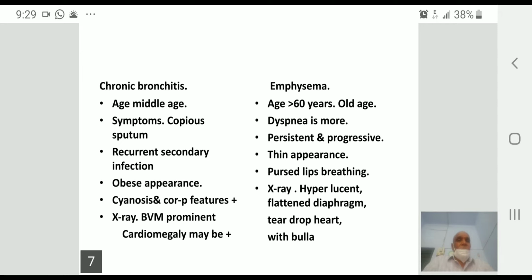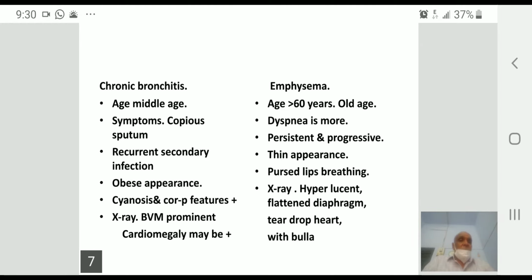Symptoms are more important. In chronic bronchitis, the symptom is chronic sputum production. In emphysema, shortness of breath is more; it is persistent and progressive, and worse with time. In chronic bronchitis, recurrent pulmonary infection changes the color of the sputum.